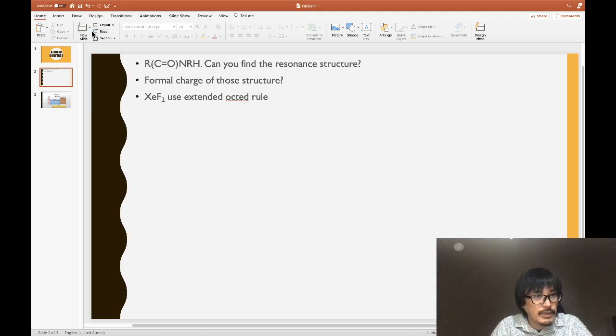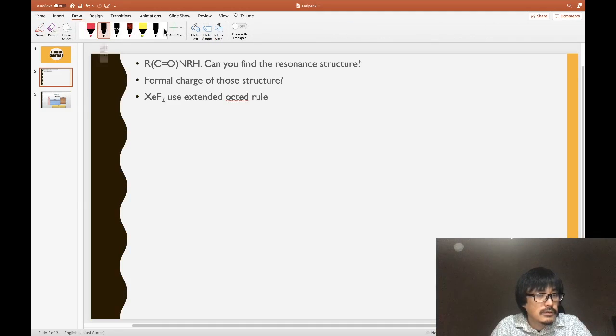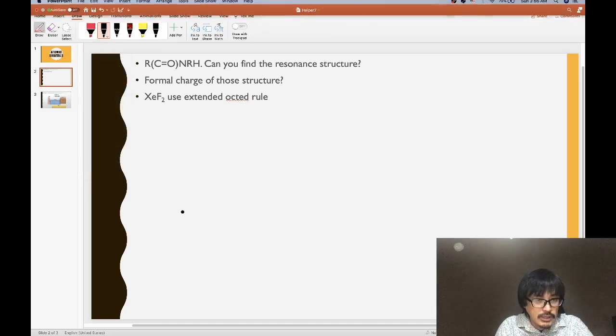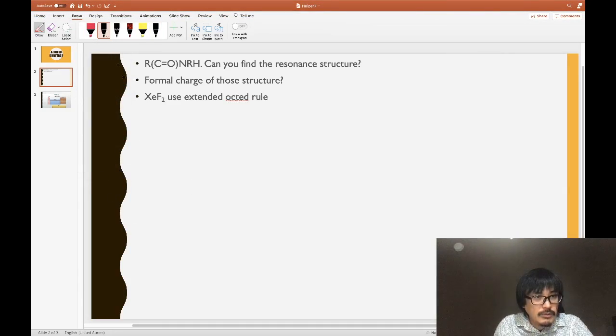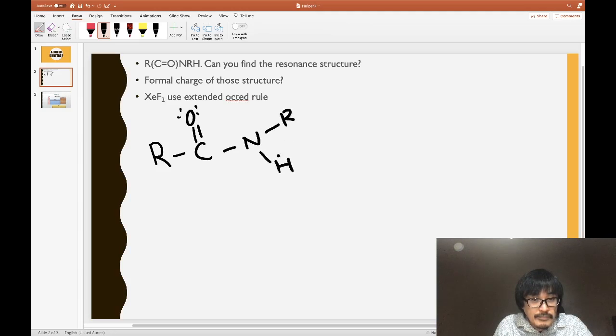So for the very first question, I have this structure right here. By the way, anytime you see this, R is the rest of the body. So it could be anything, like CH3, or something that we are too lazy to actually write everything out. So it looks like this. So that's the normal structure here.